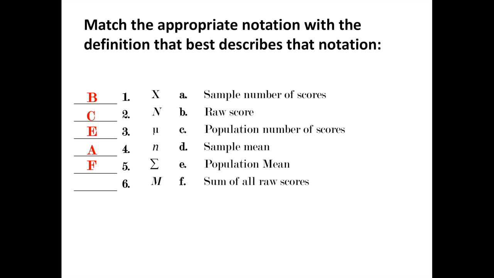This little squiggly E, right, that's the sum or summation notation. So that's the sum of all the raw scores, and we're going to use that a lot in this chapter. And then M, big M, is the sample mean. So again, mu is the population mean, and M, big M, is the sample mean.